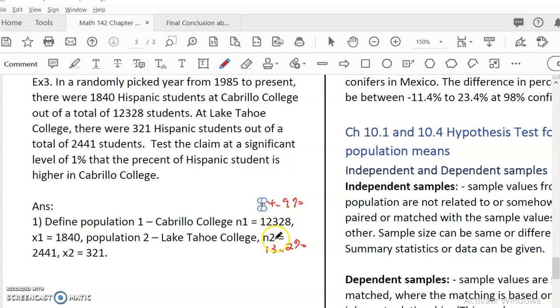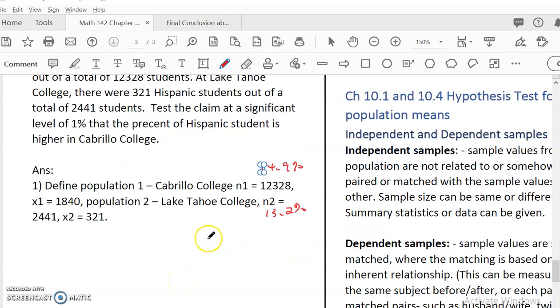If they're the same, then we cannot say that one is higher than the other. So let's see what the claim is. The claim, with a significance level of 1%, is that the percent of Hispanic students is higher in Cabrillo College. So they're thinking 14.9 is actually quite high. It is higher than that. Okay, so let's do the steps.